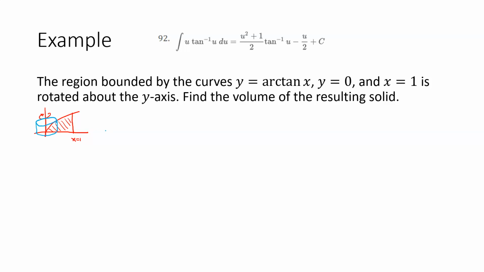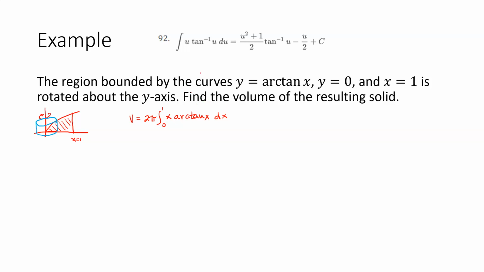So to remind you, in this case, if we're doing a cylindrical shell, the integral that gives us the volume will be 2 pi times the integral, in this case from 0 to 1. That's the boundaries of the region. The radius would be x times the height of our cylinder, which would be given by the y-coordinate of the function, so arctan x dx. So this formula will give us the volume of the solid that we're forming here.